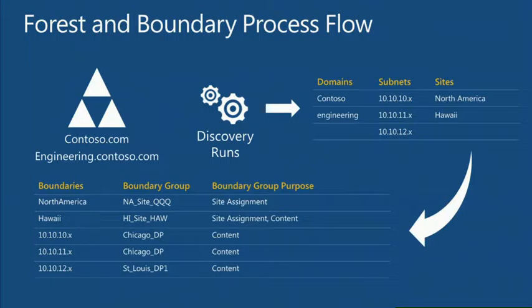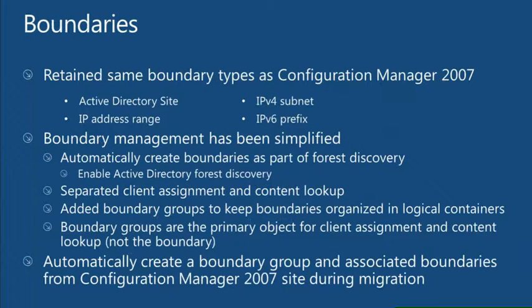So that's the purpose of having the boundary groups. You can have a very restricted one for site assignment and a very expansive or overlapping one for your content lookup to make sure your clients get the content that they need. So the boundaries, as I already mentioned, are the same types that we had in Config Man 2007, so the same four types of boundaries are still there. They can be automatically created by this AD Forest Discovery process that I'll show you here momentarily.